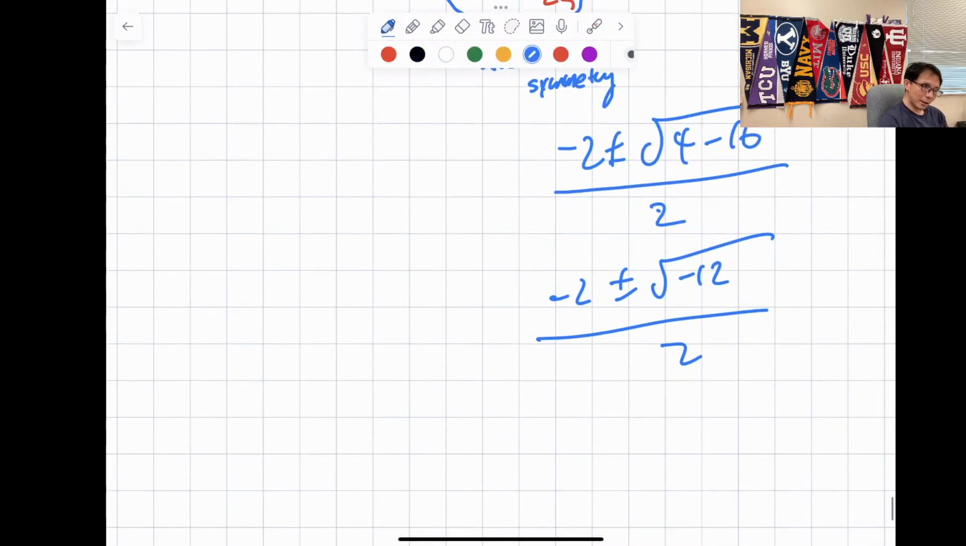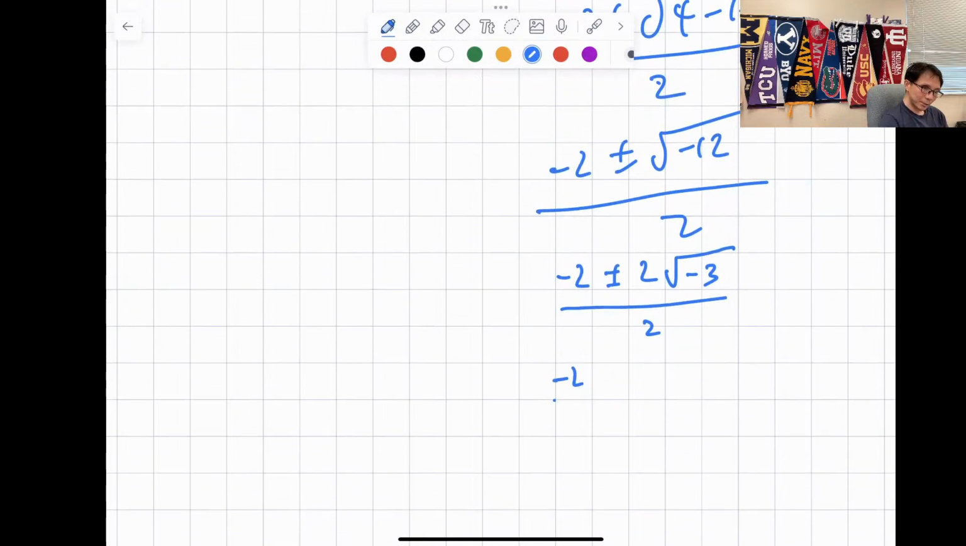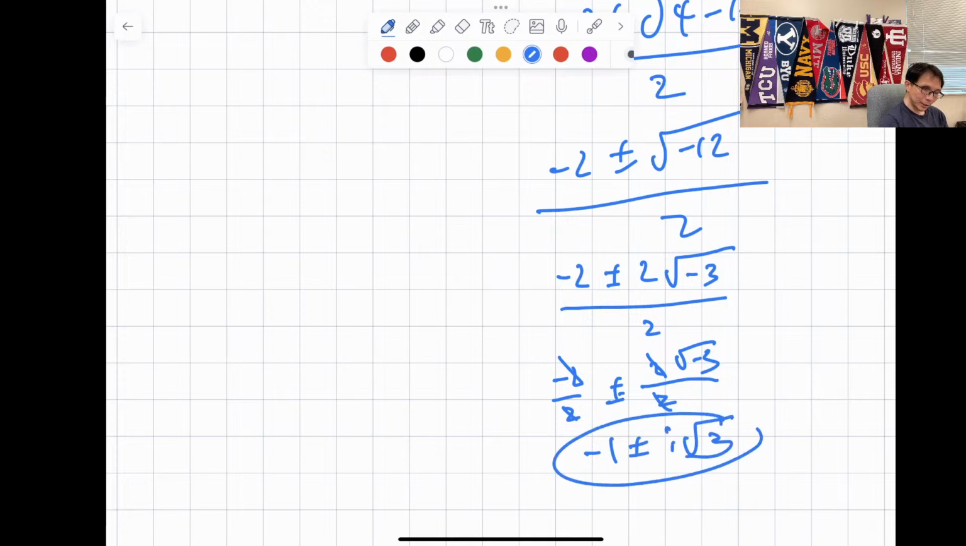You can take out a 2. That's gonna be -3 over 2. You can split them. And this simplifies to -1 plus minus i square root 3. And that's the answer. That's very difficult to find. But we're gonna talk about that later.